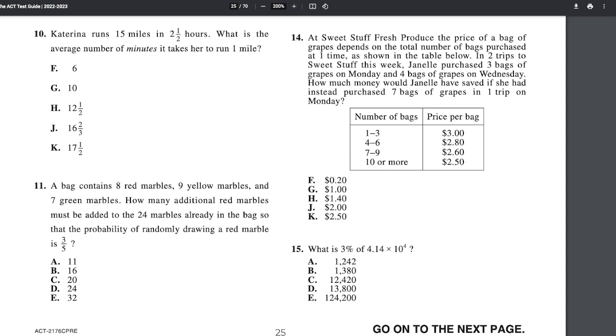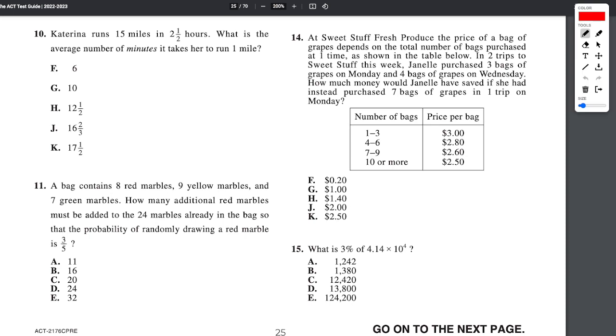At Sweet Stuff Fresh Produce, the price of a bag of grapes depends on the total number of bags purchased at one time as shown on the table. In 2 trips to Sweet Stuff this week, Janelle purchased 3 bags of grapes on Monday. Looks like she purchased 4 on Wednesday. How much money would Janelle have saved if she had instead purchased 7 bags of grapes in 1 trip on Monday?